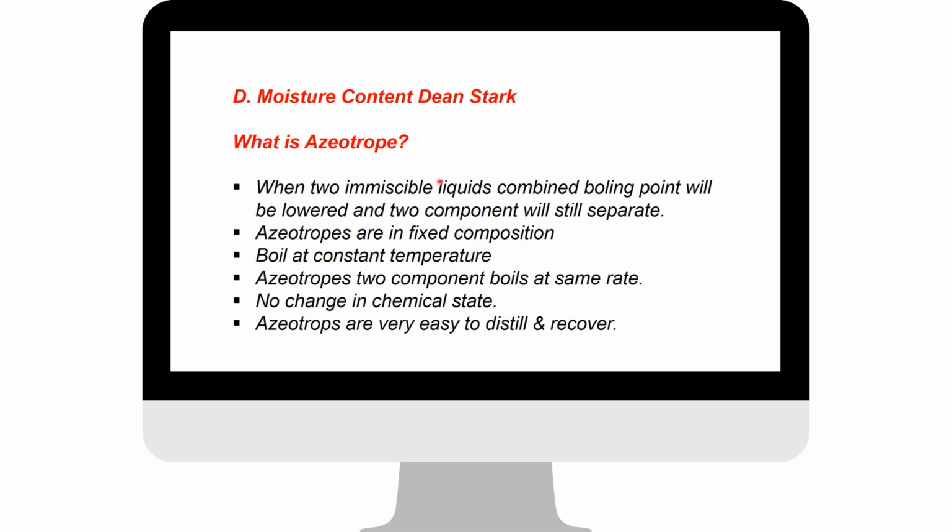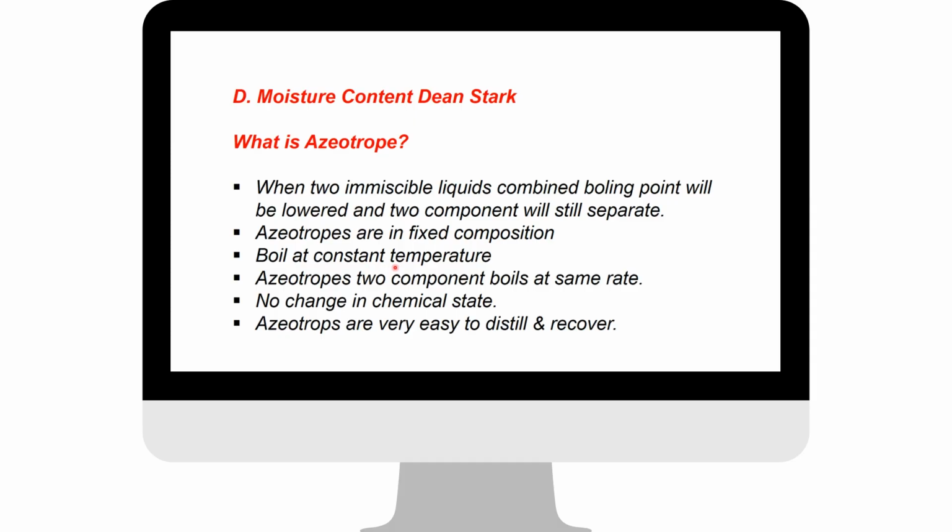First of all, we should know what an azeotropic mixture is. Here we have toluene and water, which are two immiscible liquids having two different boiling points. When the two liquids are combined, the boiling point will be lowered, and the two components will still separate. This is the property of azeotropes. Azeotropes have a fixed composition, and once the liquids mix together, the boiling point of the mixture will be lowered and fixed.